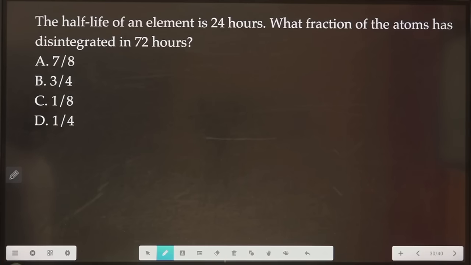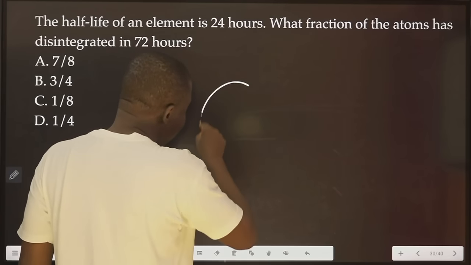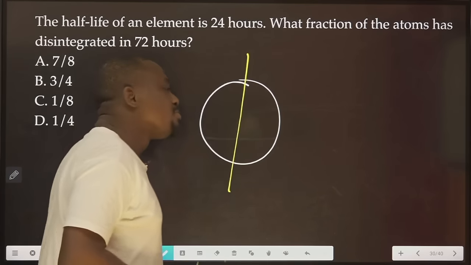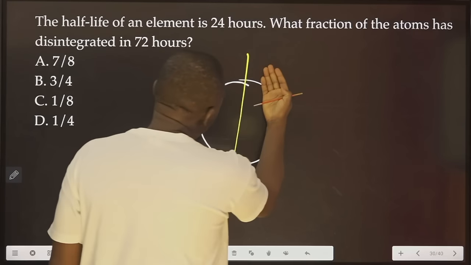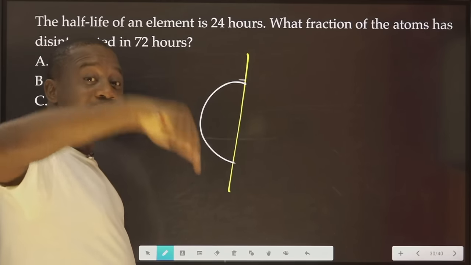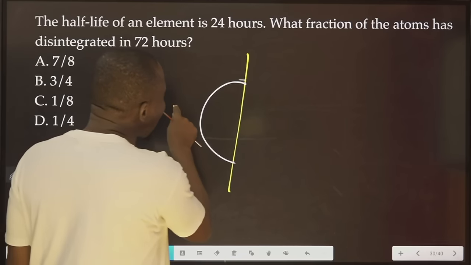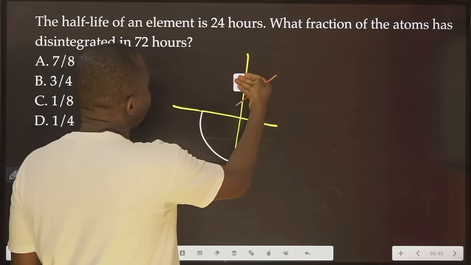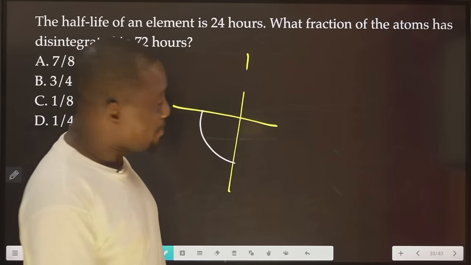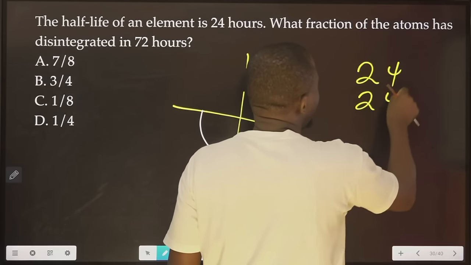Let's look at it. It says the half-life of an element is 24 hours. What fraction of the atoms has disintegrated in 72 hours? We are given the half-life. What it means is, for the first 24 hours, half of it will go. You get it? Another 24 hours, that is 48 hours, whatever is remaining, half of it will go too. After another 24 hours, which is now 72 hours, remember, it's 24, 24, 24.